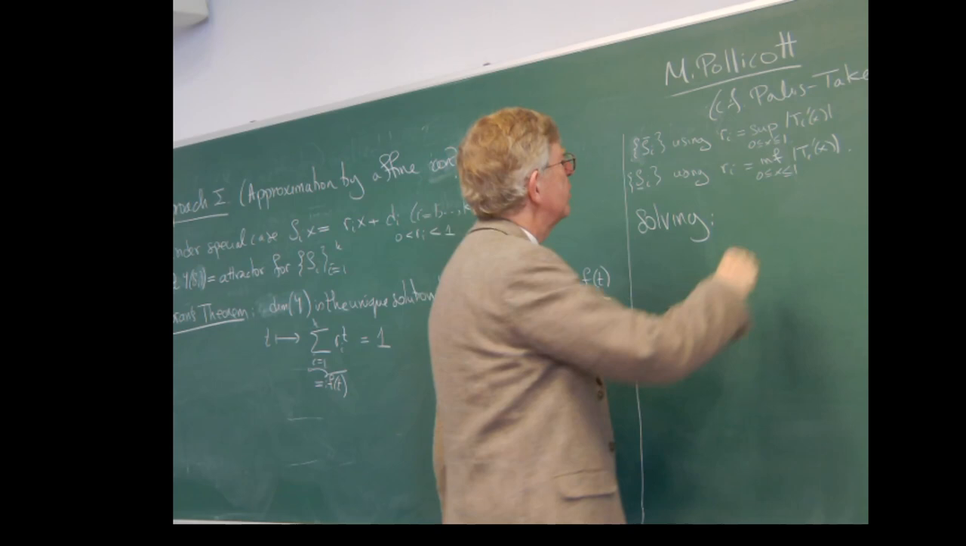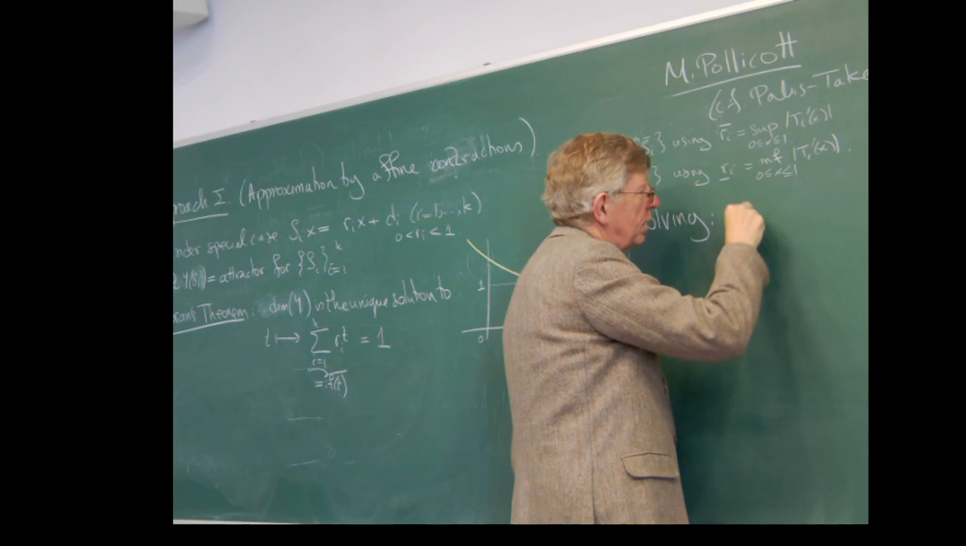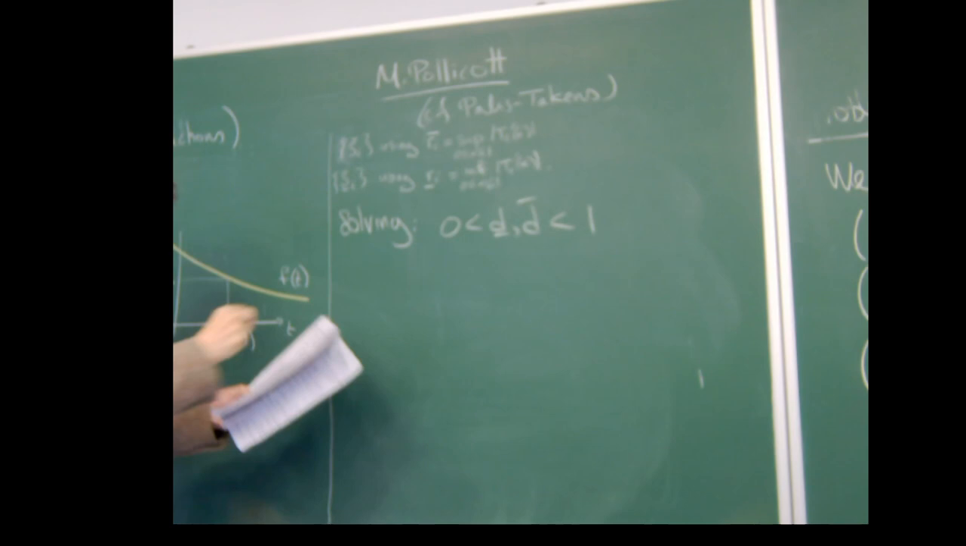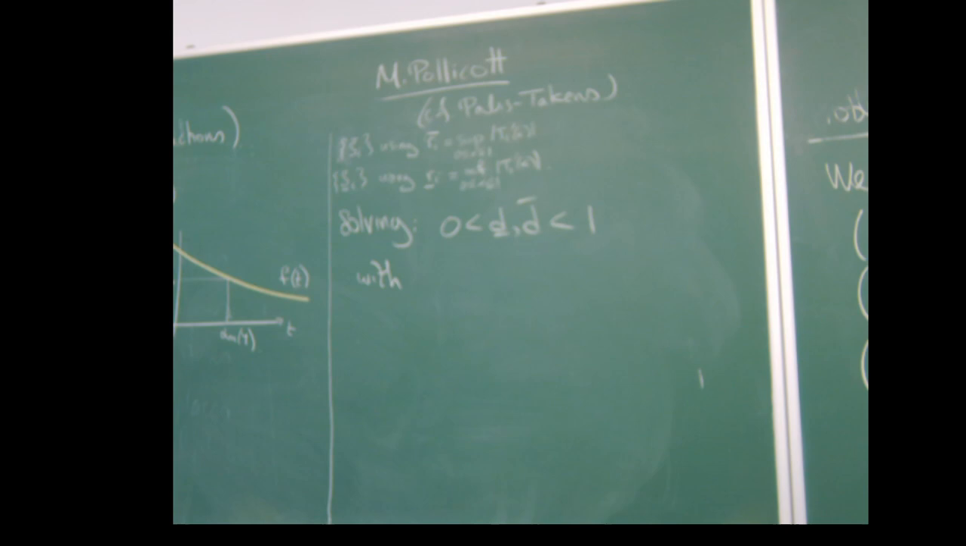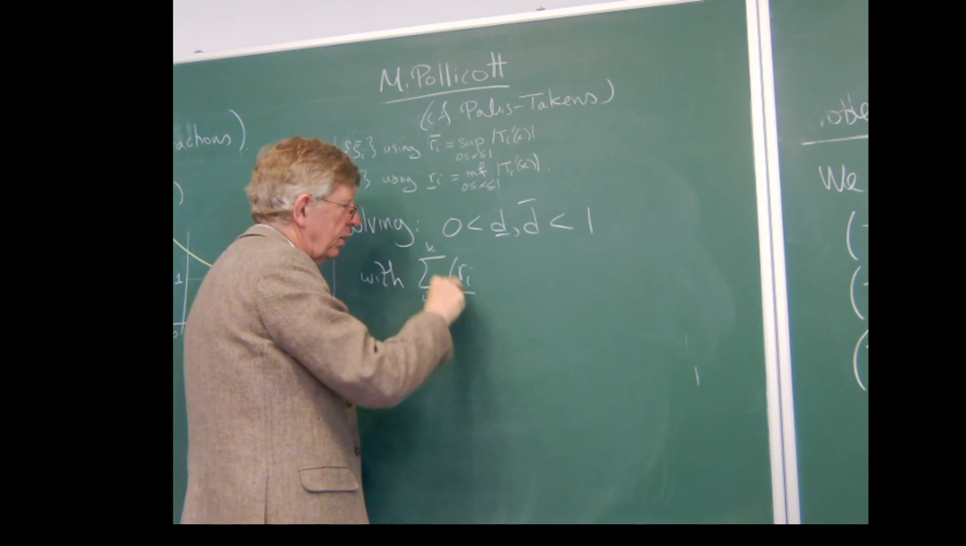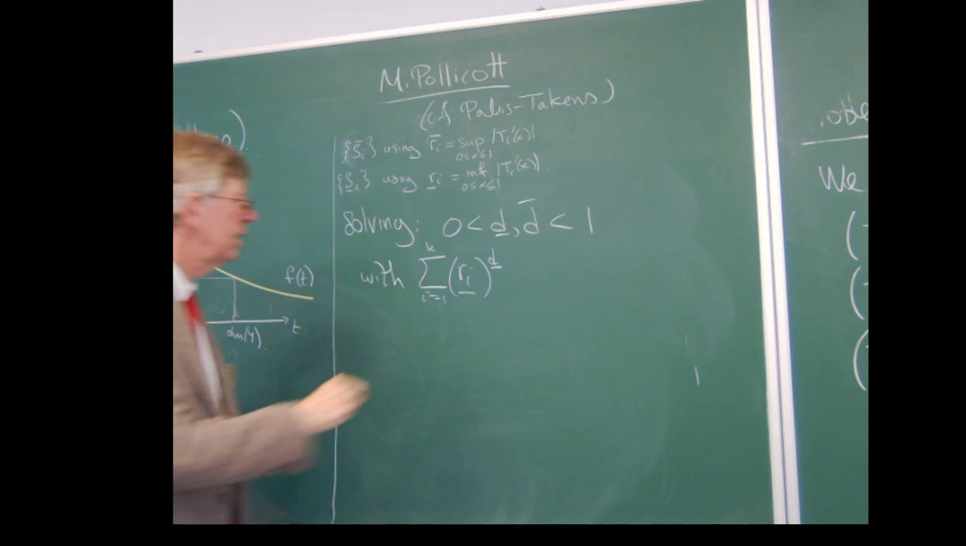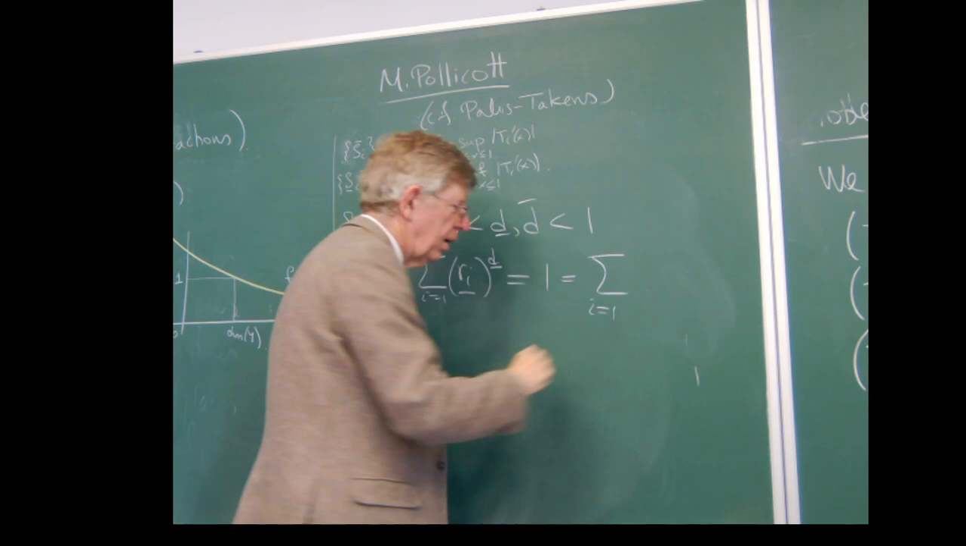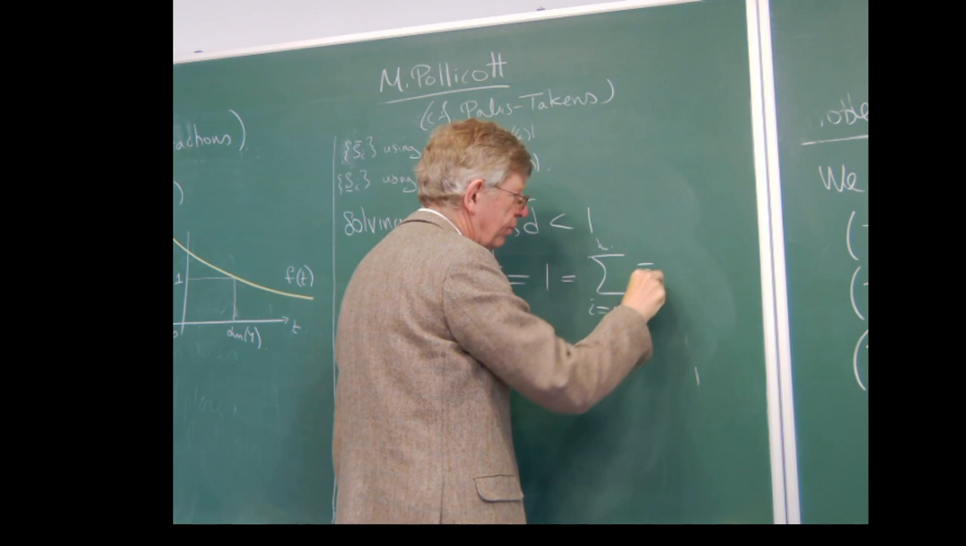Let me call these upper and lower. So solving for the values d lower and d upper, smaller than 1, for similarities satisfying this condition, that would be the summation i equals 1 up to K of r_i lower to the d equal to 1. And I solve for the other family of similarities using the other estimate, so that would be r_i upper to the power d.